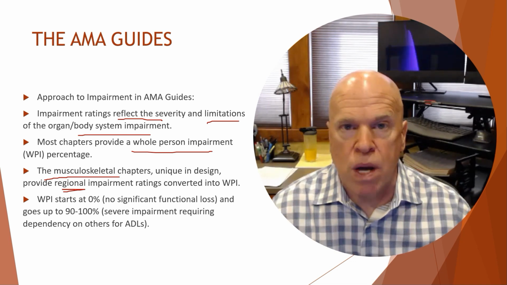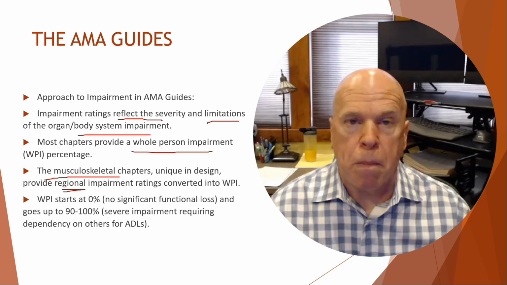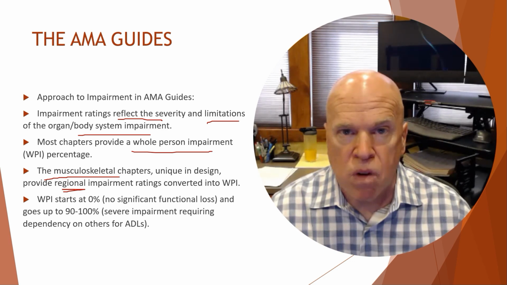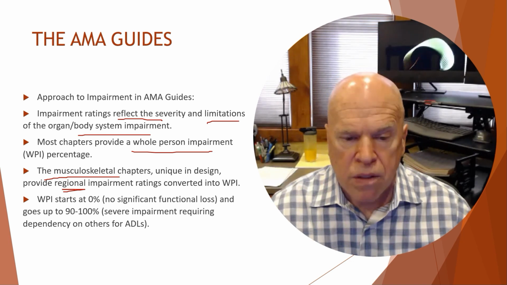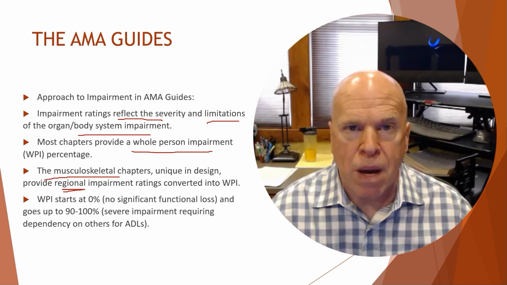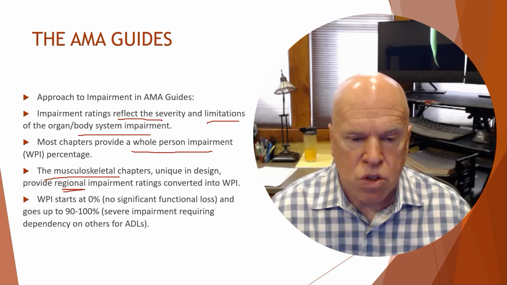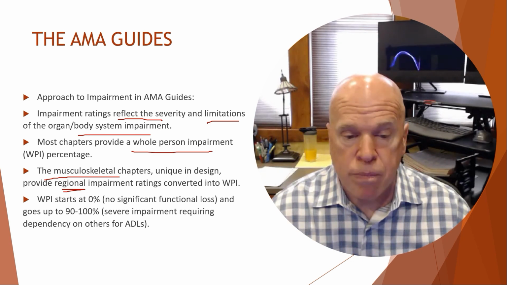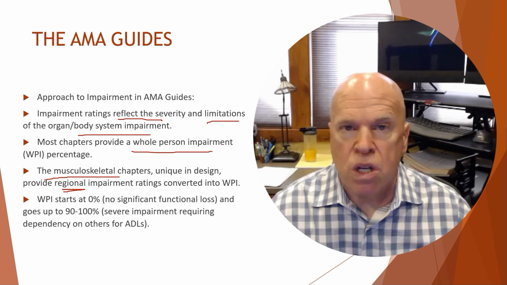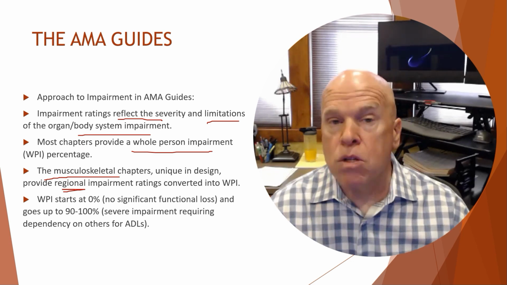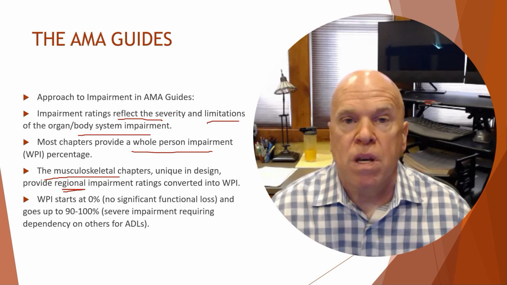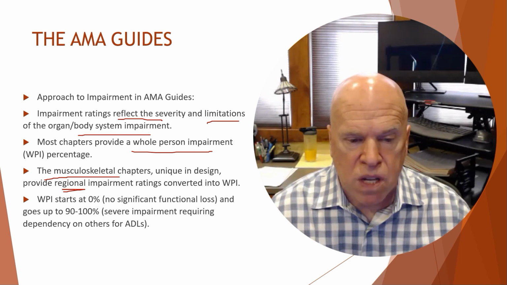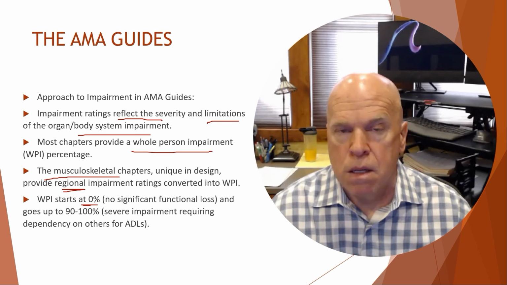And then an examinee who has multiple whole person impairments based upon multiple body regions involved, all of those individual whole person values then get combined through the use of the combined values chart on page 604. Whole person impairment ratings start at 0% whole person, which indicates that there is no significant functional loss or impact of that particular impairment on the individual's ability to perform and carry out routine activities of daily living. So that's a 0% impairment value.